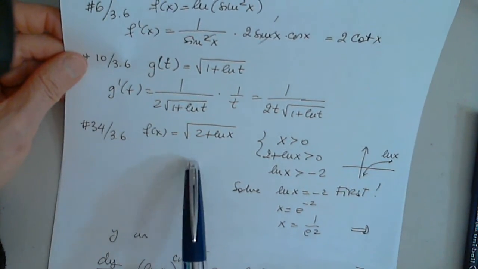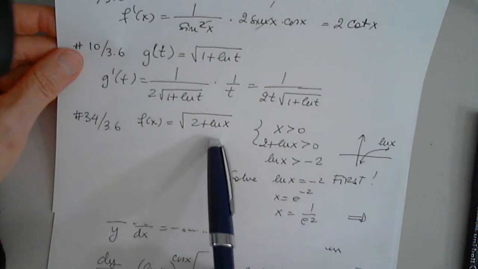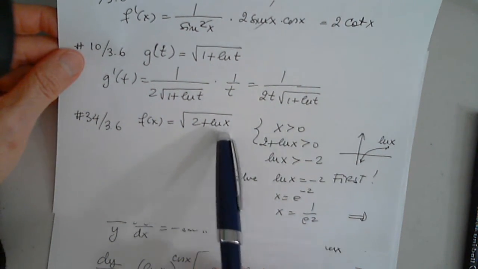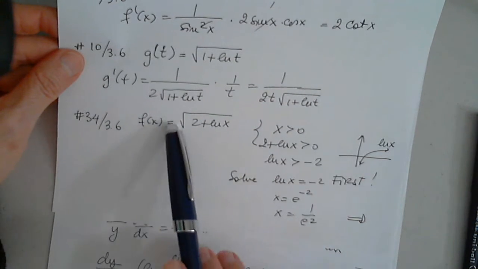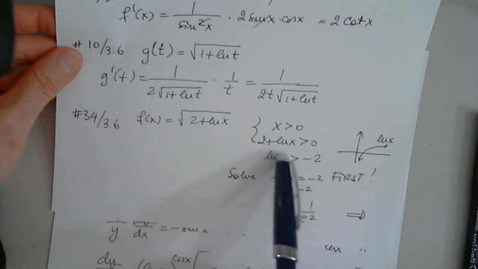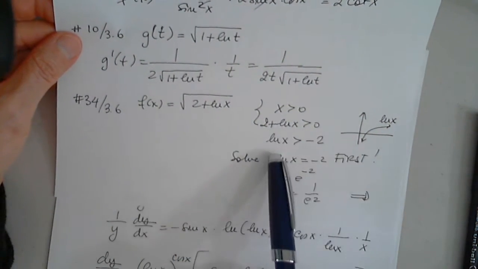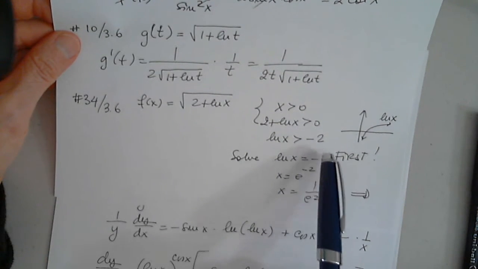Because it was asking us to determine the domain of this function as well. So two conditions here. For the natural log to exist, x has to be strictly greater than 0. But on top of that, we have a square root. So therefore, 2 plus natural log x must be a number greater than 0. When I move to the other side, I realize that natural log x has to be greater than -2.